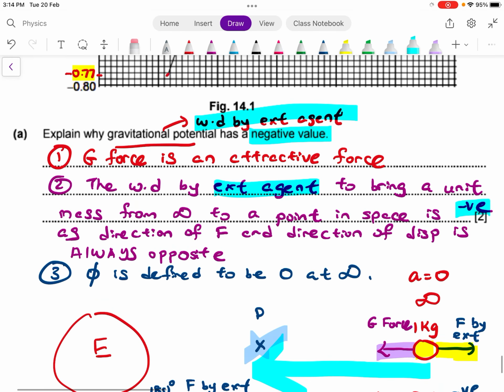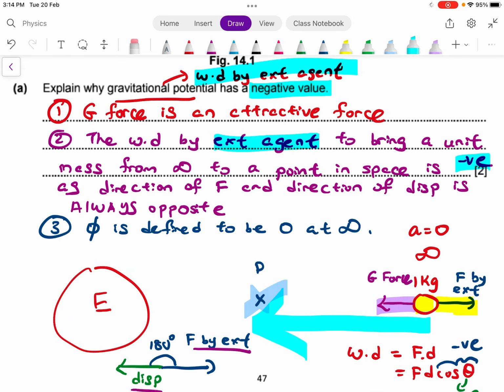Because gravitational potential is actually the work done by external agent. Why? Because the direction of force and the direction of displacement is always opposite. And the third point, you just say gravitational potential is defined to be 0 at infinity.